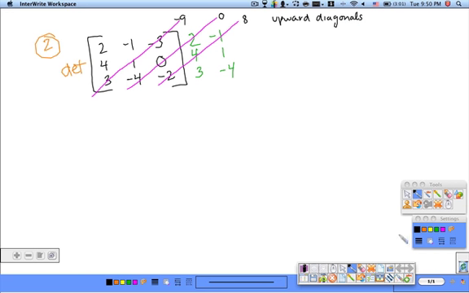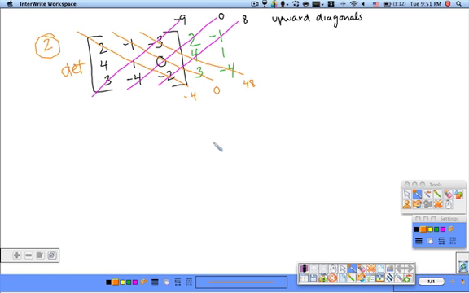Now I'm going to do my downward diagonals. Change the color here. Now every diagonal has to have 3 elements in it. There's 1, 2, 3, 1, 2, 3, and 1, 2, 3. My downward diagonal, let's find the product of each of those. 2, 1, -2 becomes -4. There's a 0 in here, so multiply, I still get 0. Here, negative 3, 4, negative 4 becomes 12 times 4, 48.